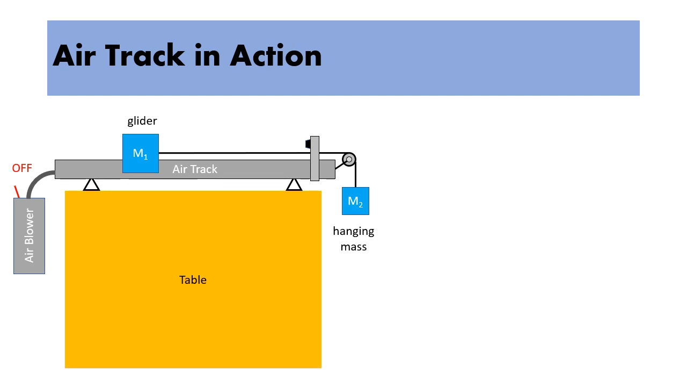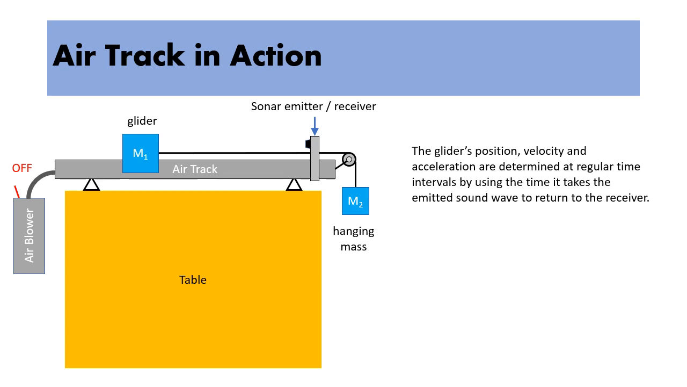The hanging mass will then fall freely under the influence of gravity, pulling on the glider by means of the cord that connects them. A sonar emitter and receiver sends out sound waves that are reflected by the glider as it moves along the air track. The glider's position, velocity, and acceleration are determined at regular time intervals by using the time it takes the emitted sound to return to the receiver.